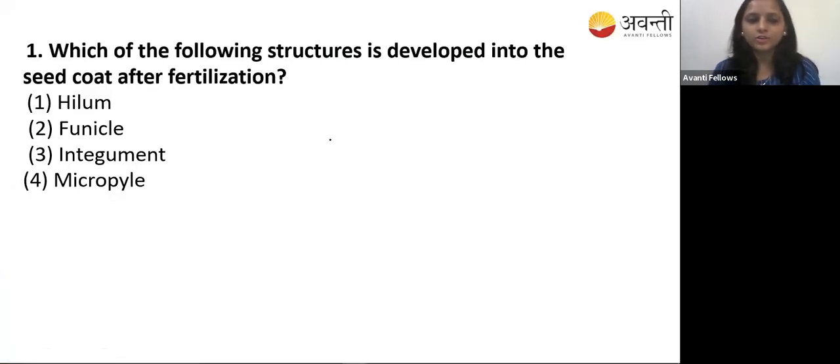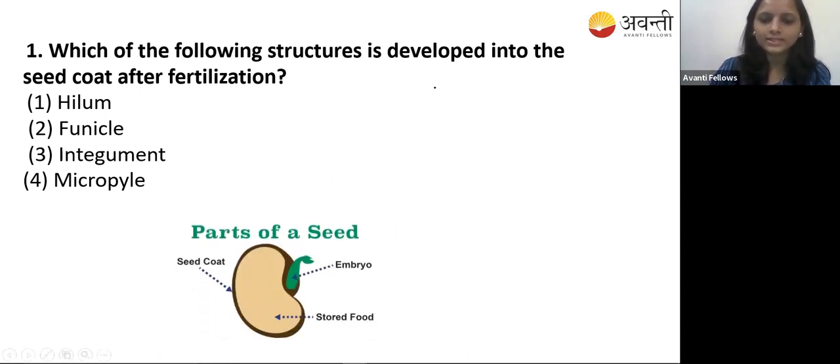Question number one is: which one of the following structures is developed into the seed coat after fertilization? So they are asking which structure will form the seed coat after fertilization. Option one is hilum, option two is funicle, option three is the integument, and option four is micropyle. Before answering this question, let us see the seed structure.